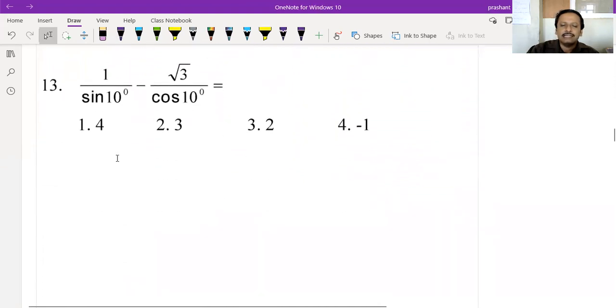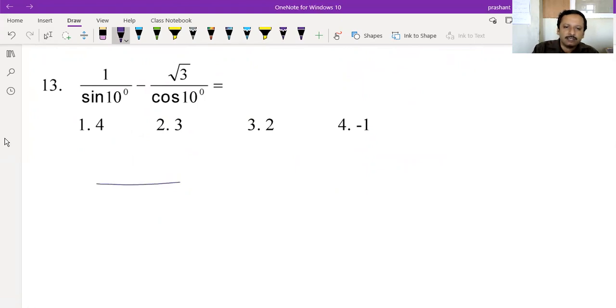Okay. Let's have a look at the 13th question now. 1 by sine 10 degree minus root 3 divided by cos 10 degree is equal to how much? Okay, so this we need to solve now. I'll take the LCM here. LCM is sine 10 degree into cos 10 degree. Then in the numerator we will have cos 10 degree minus root 3 into sine 10 degree. I'm taking the LCM, sine 10 cos 10, then this is what we are going to get.